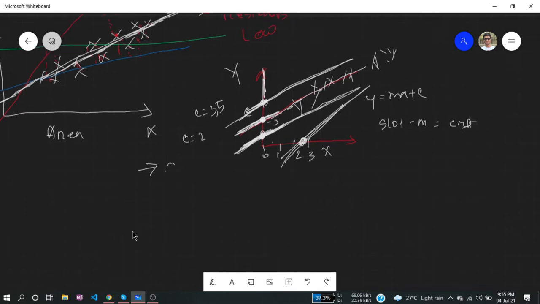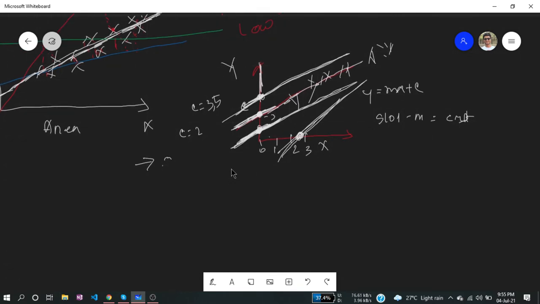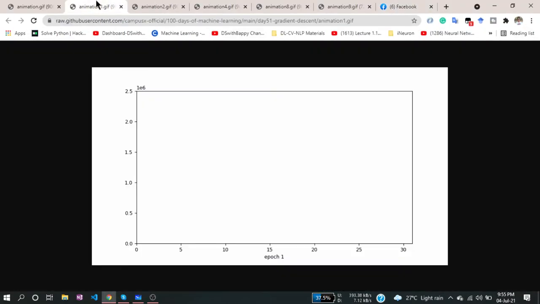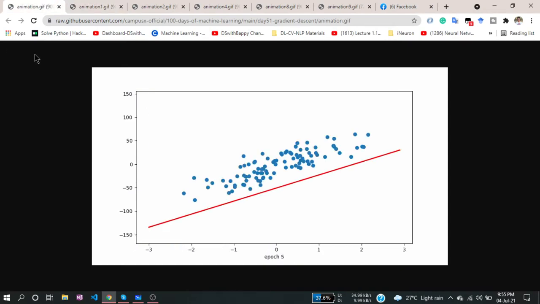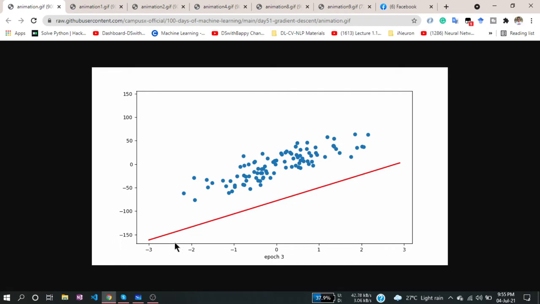So as per the changing in c, our line is also changing, right? I think you have observed. Now I want to show that visually. Here this line is moving because I'm just changing the c intercept. I'm increasing the intercept, I'm increasing the c value. Suppose in the initial condition your line was there, but now I'm updating my line to our data set. This is my data. Now you can see it is slowly converging to the actual points.